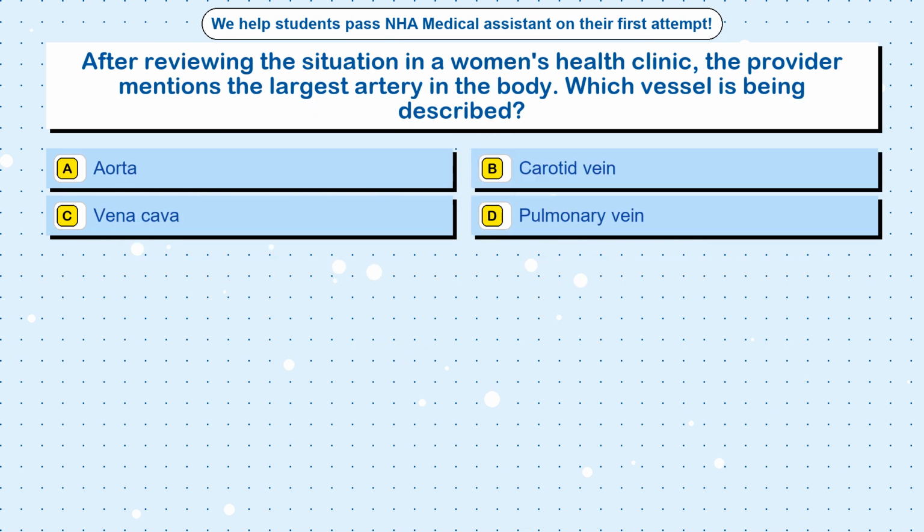Question 75. After reviewing the situation in a women's health clinic, the provider mentions the largest artery in the body. Which vessel is being described? Option A, aorta. Option B, carotid vein. Option C, vena cava. Option D, pulmonary vein.